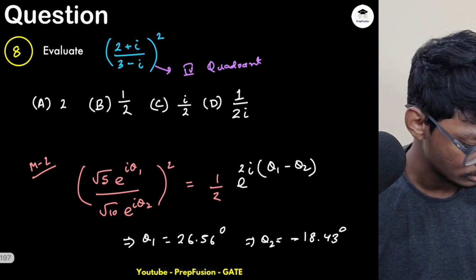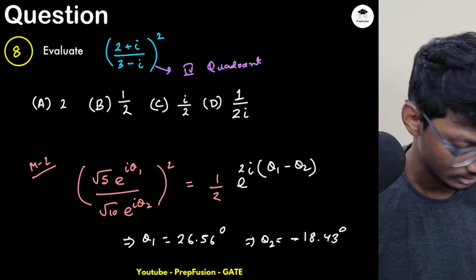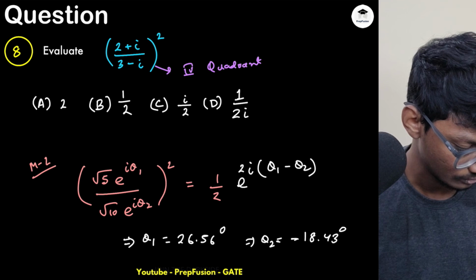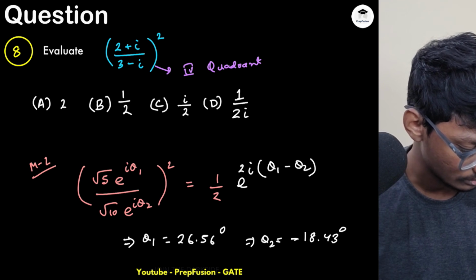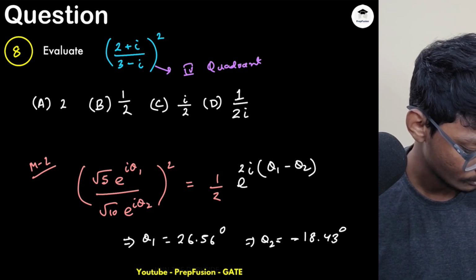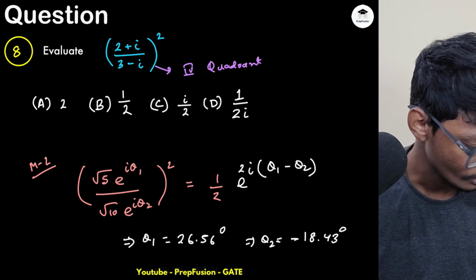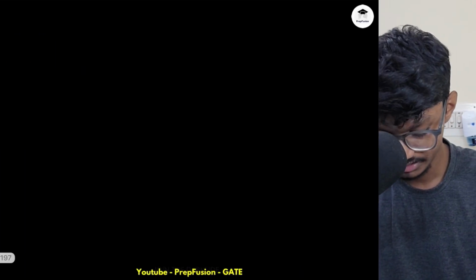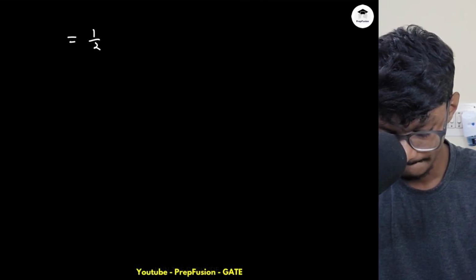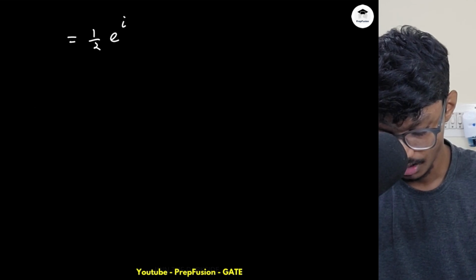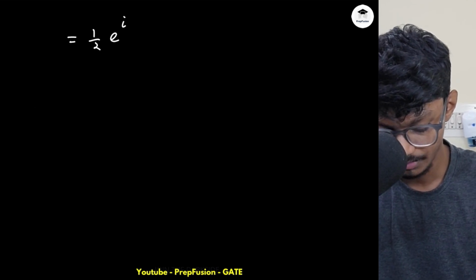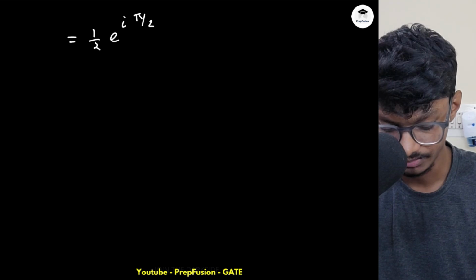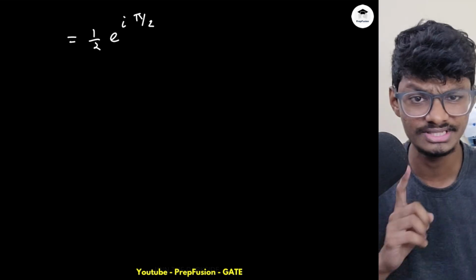So this plus 26.43. Plus 26, so this almost becomes 45. So what does it become? This becomes 1/2 e raised to power i 90, which is basically pi/2. I'm writing in radians, pi/2, right? And what is e raised to power i pi/2?